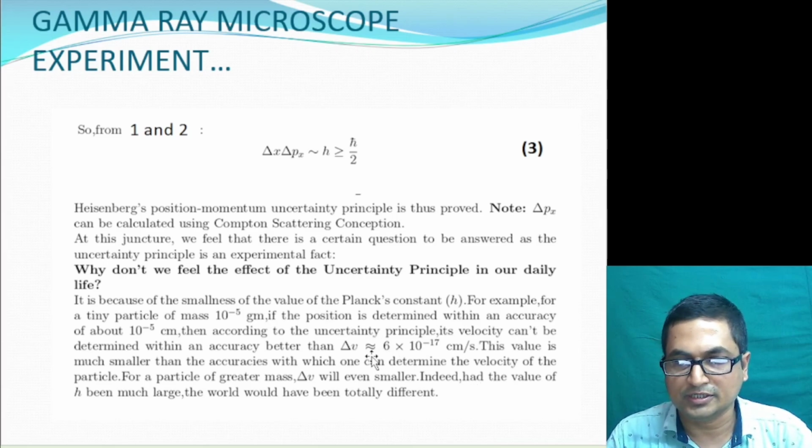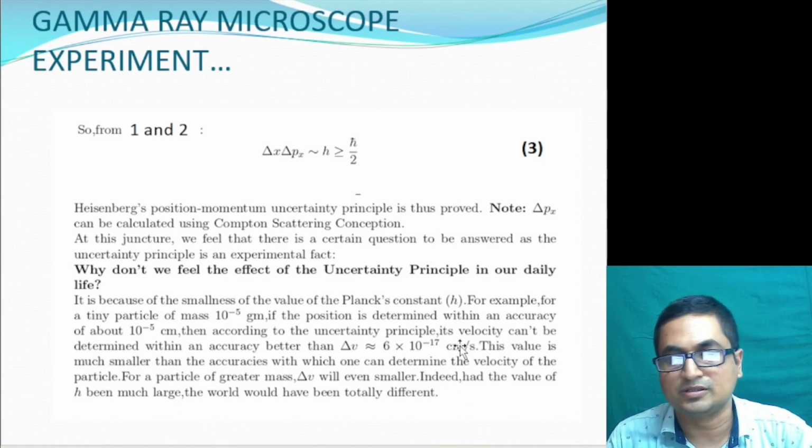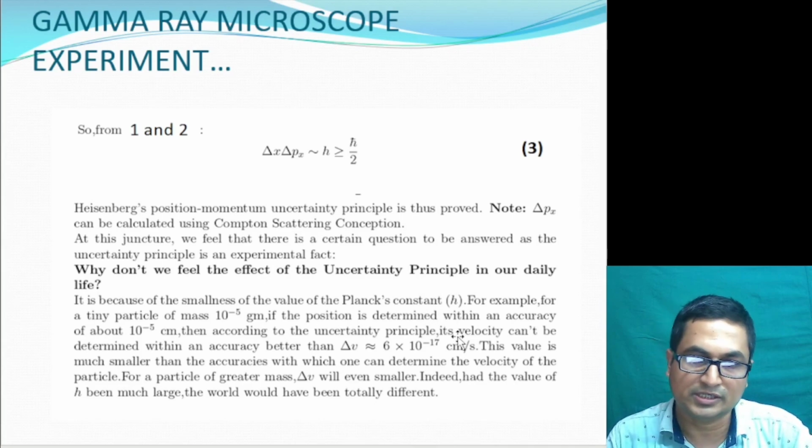So certainly this means that this velocity is not precisely measurable, or is quite undetermined, regarding our daily life things, and in that case we cannot notice the uncertainty principle in our daily life. But had the value of h been larger, then definitely the uncertainty principle would have worked in our daily life.